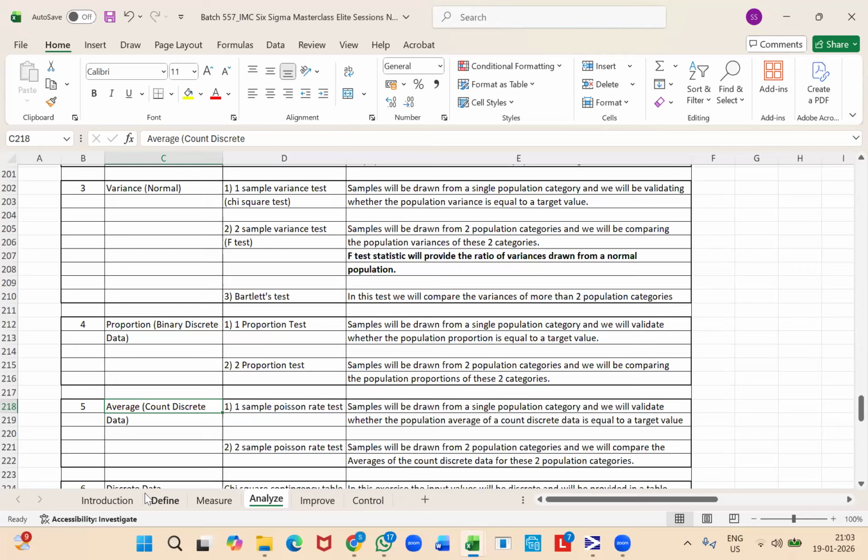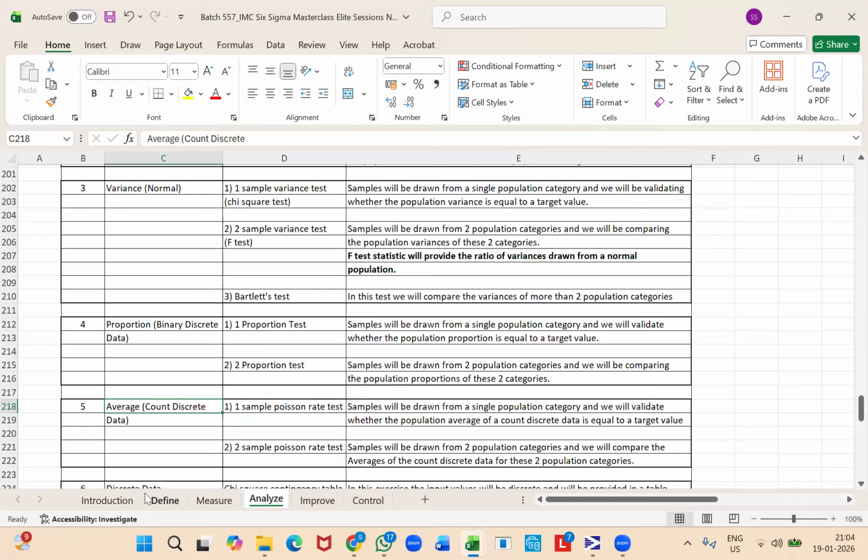Because when we talk about count discrete data, it is defects type of data. So the binary discrete data will be defectives type of data, right? We need to be very clear with regard to the difference between defect and defective. And that is what we saw when we discussed the process capability analysis for discrete data, right?